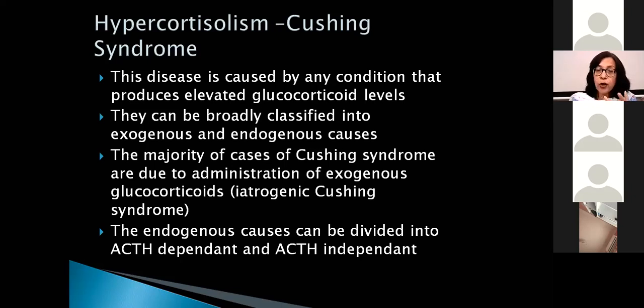Why? Because the mother is using nappy rash cream. The nappy rash cream contains steroids. So I have seen Cushing's in these small babies also. With such a small baby, even topical steroid is enough to cause Cushing's. So most of the cases of Cushing's are due to exogenous administration of glucocorticoids, and this is called iatrogenic Cushing's. The endogenous causes can be divided into ACTH dependent and ACTH independent.